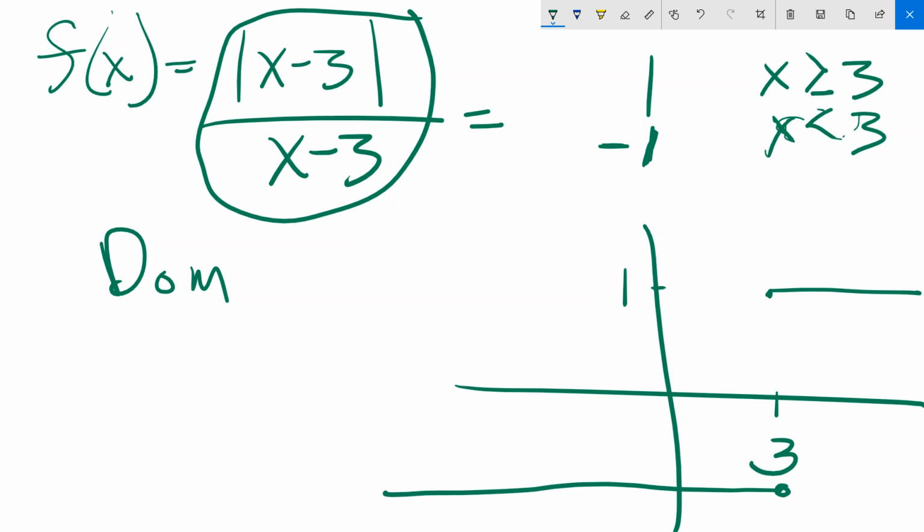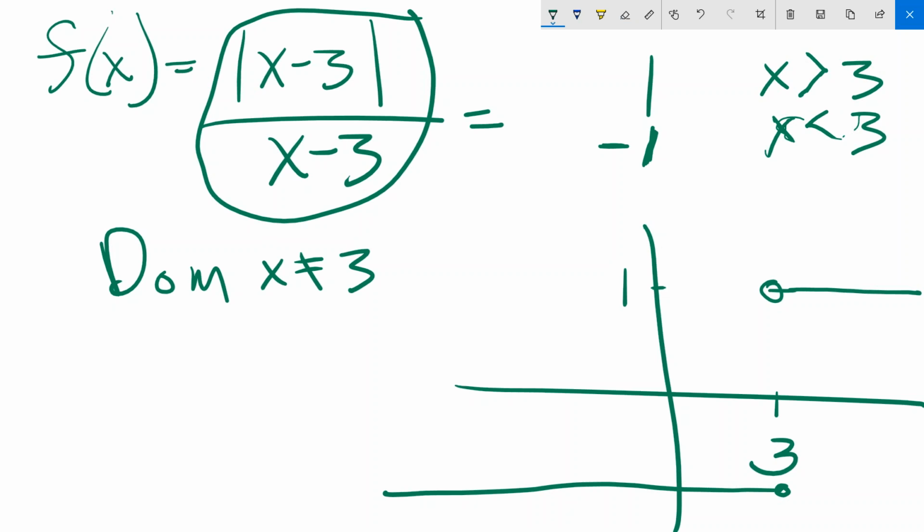What can x be? Or actually, domain is always about what can x not be. x can never be 3, because then you'd be dividing by 0. In fact, my graph here needs an open dot right there. And I need to take away that equal sign because x cannot be 3. If x were 3, I'd be dividing by 0. You can never divide by 0.